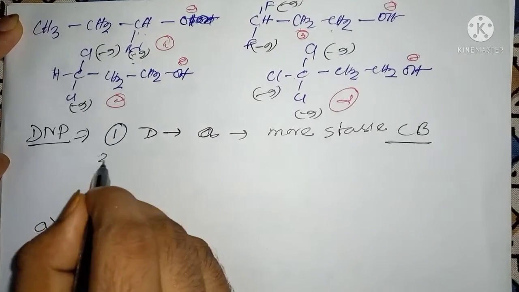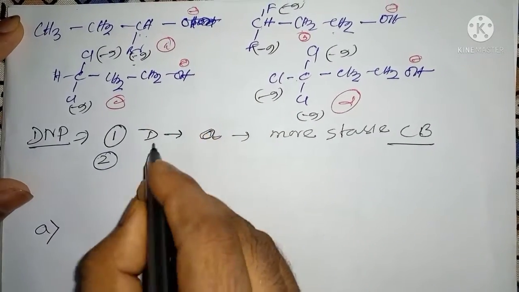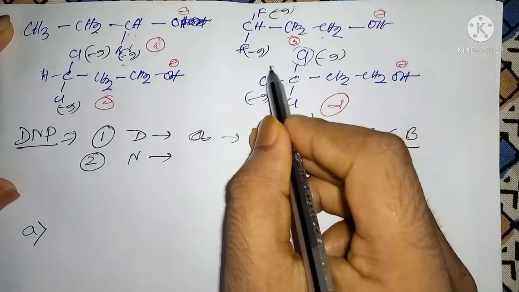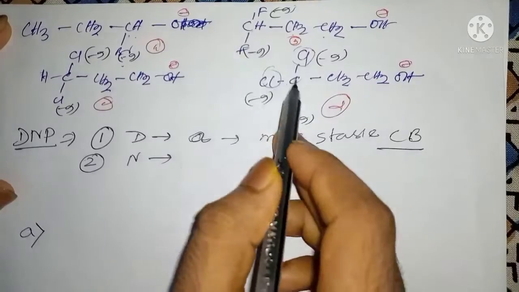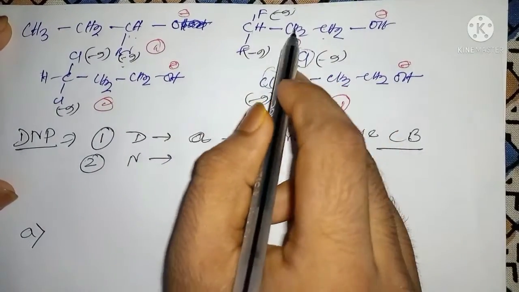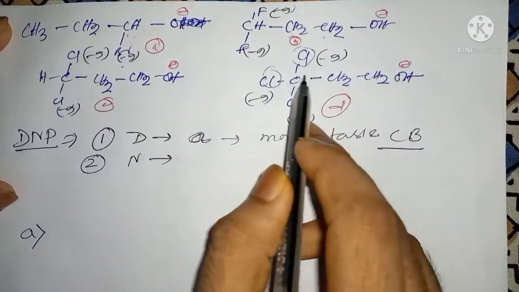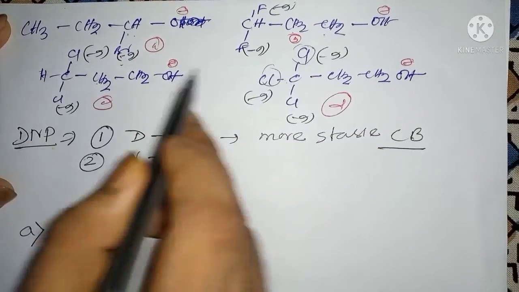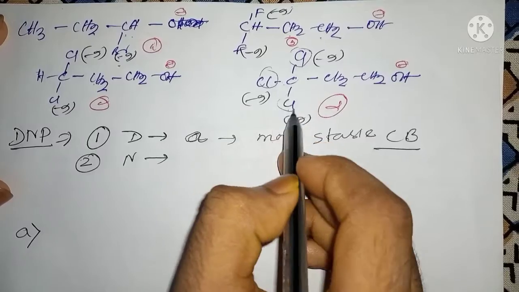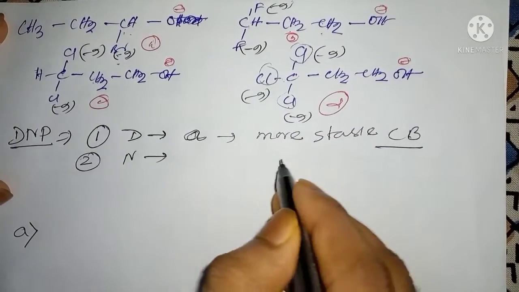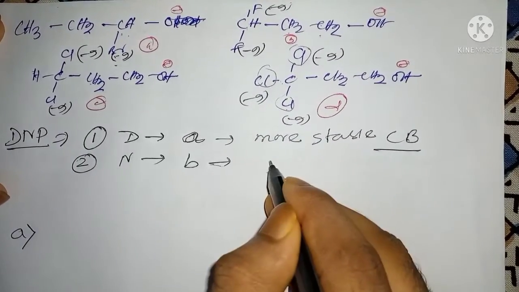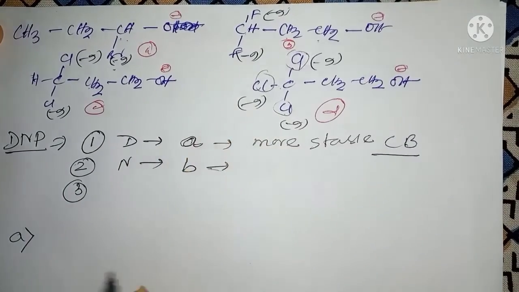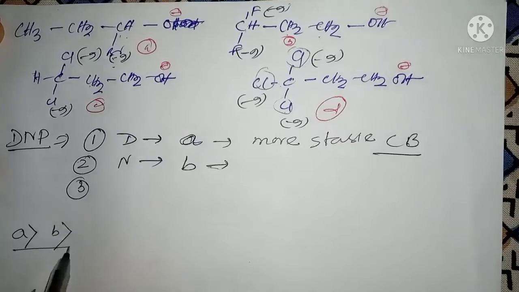Then second, check number. All are third position minus I effect, 1 2 3, 1 2 3, 1 2 3. So distance is the same. Then check number: there are 3 Cl, so 3 minus I effects. So that gives the more stable conjugate base, so option B is the more acidic.